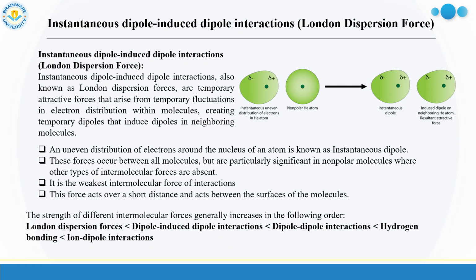The strength of the different intermolecular forces generally increases in the following order. So among all types of interactions, London dispersion forces are the weakest intermolecular forces of attraction, and ion-dipole interactions are the strongest intermolecular forces of attraction.